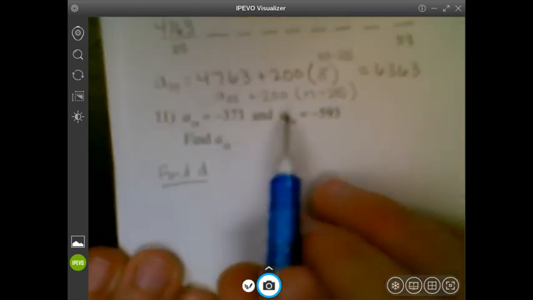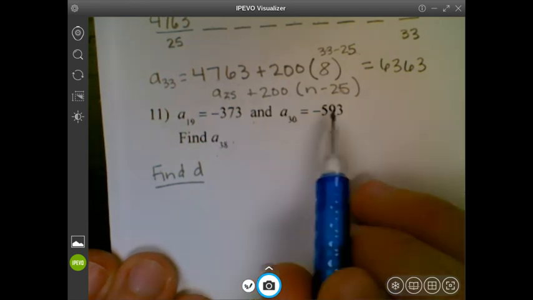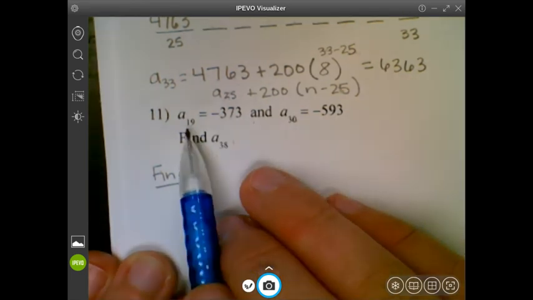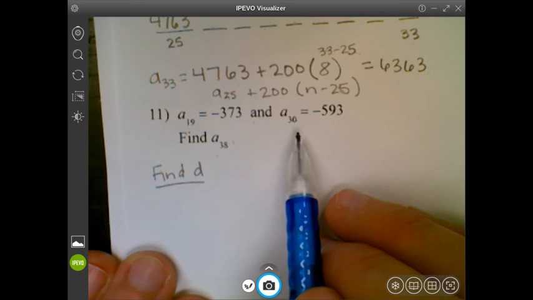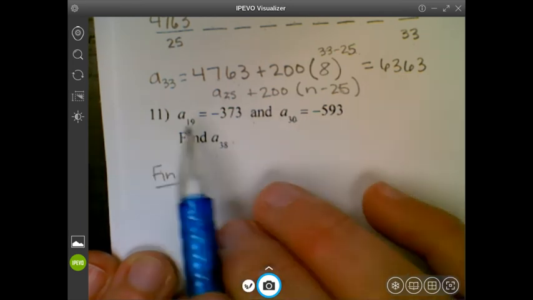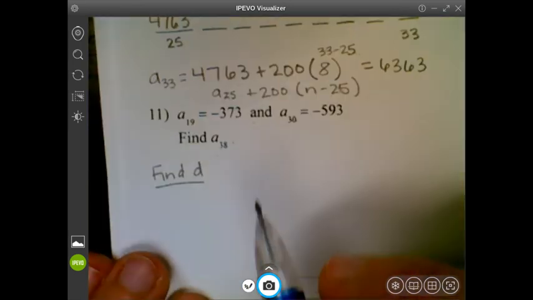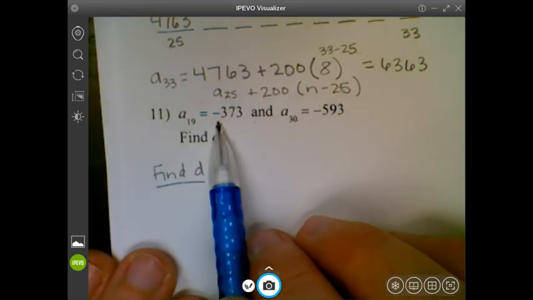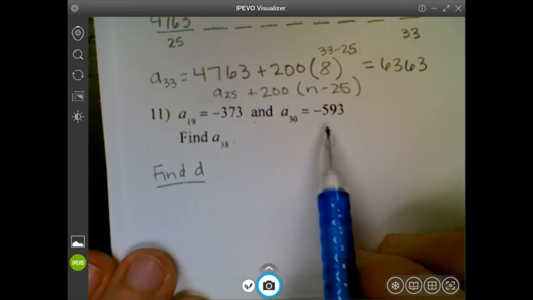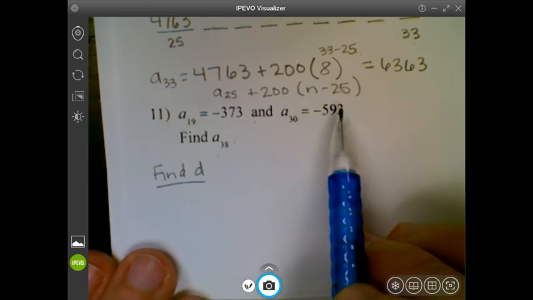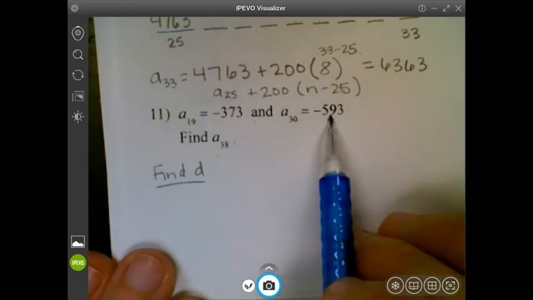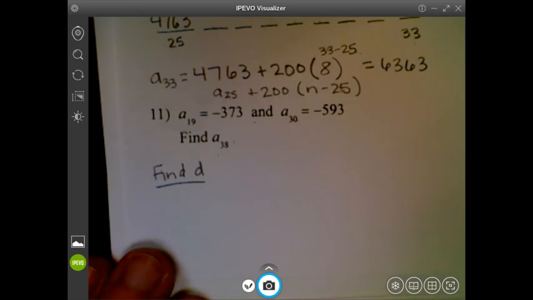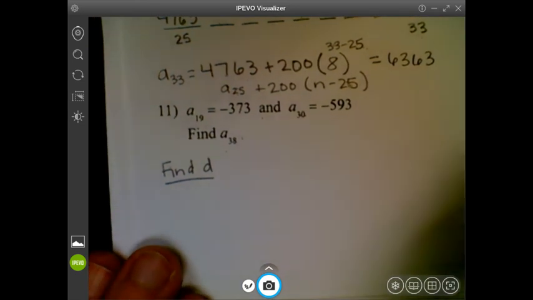My in-person group, when we taught them this lesson, looked at these two and said, okay, it goes from 19 to 30. So that's 11 terms, right? Whatever D is has happened 11 times. And we went from negative 373 to negative 593. So they said, okay, we'll find the difference between those and divide it by 11. That means it's happened 11 times, and that should tell us what D is.